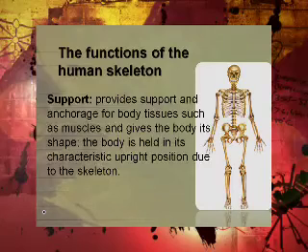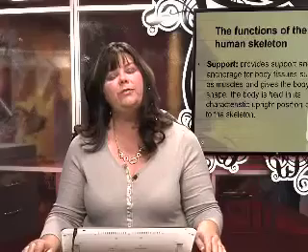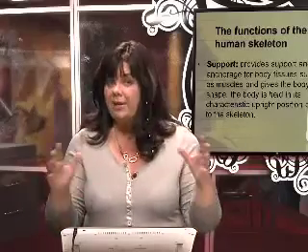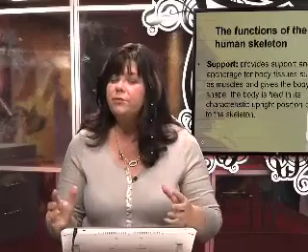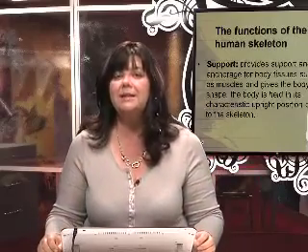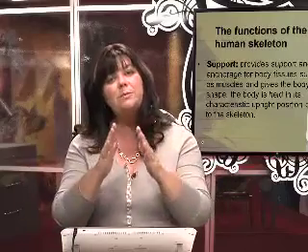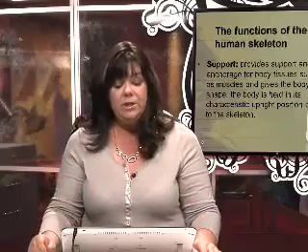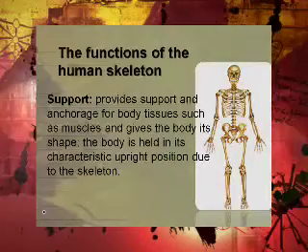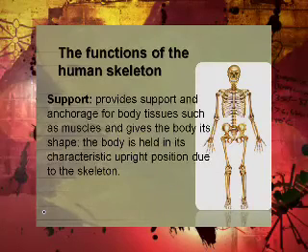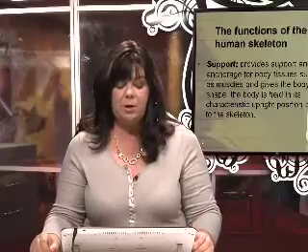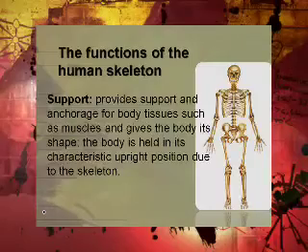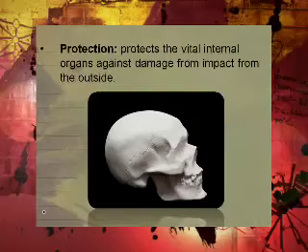First of all, if we think about support, you need to think back to when you learned technology as a grade 4, 5, or 6 learner. Remember that you learned about frame structures and shell structures that provide support in different ways. Remember that the endoskeleton is a frame structure, and it provides support from the inside, and things are then hung onto this framework. So it provides support and anchorage for body tissues such as muscles, and it gives the body shape. In the case of humans, the body is held in its characteristic upright position due to the skeleton.